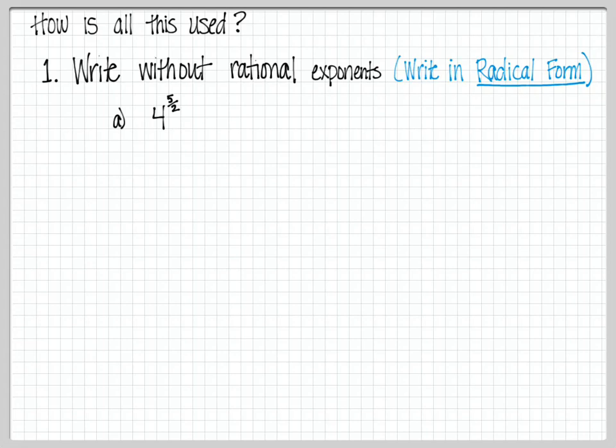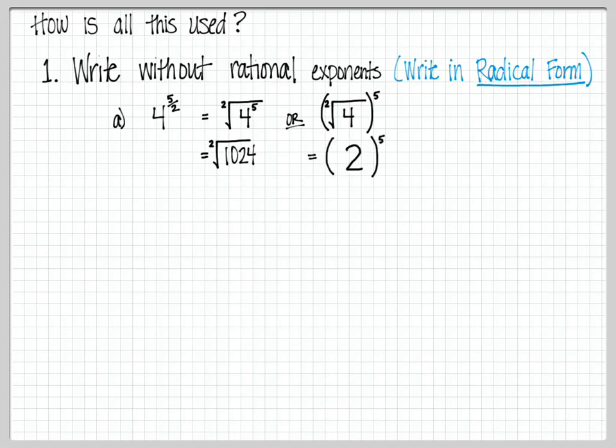We might have a command that says write without rational exponents, meaning write in radical form. Here we have an example, 4 to the 5/2 power. We could write that as the square root, since the denominator is 2, so we have an index of 2, the square root of 4 to the 5th, or we could write that as the 5th power of the square root of 4. In the first case, the square root of 4 to the 5th, we end up with the square root of 1024. On the right, we take the square root of 4 and get 2, and then raise that to the 5th power.